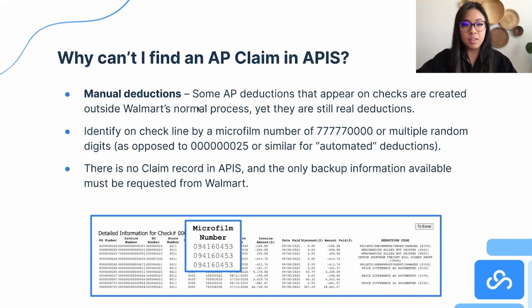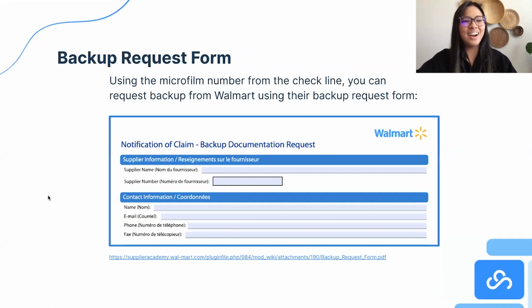So one thing to note is if there is no AP claim in APIS, so basically there's no claim record, then the only way for you to get that information is by requesting it from Walmart. And this is one of my favorite parts in our presentation. We have a coworker that jokes about this all the time. But yeah, you have to basically use the microfilm number as if you are in a 70s James Bond film from the check line, and then utilize the request backup form from Walmart, and they will be able to send you additional information on that particular claim.